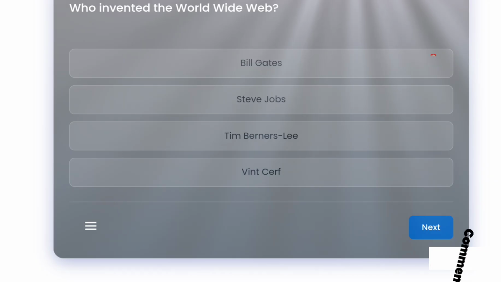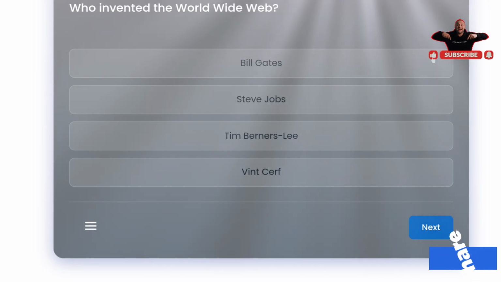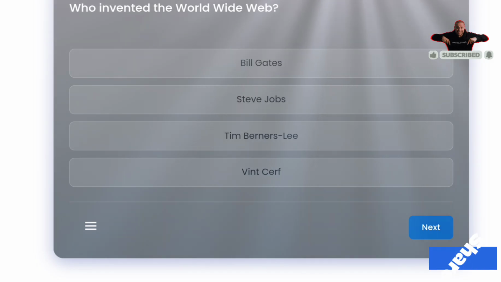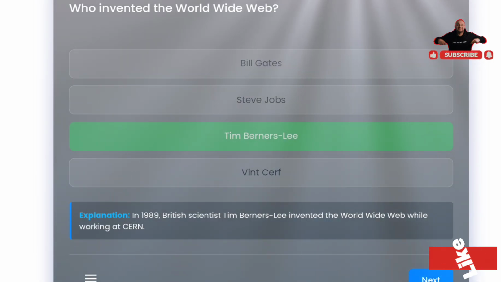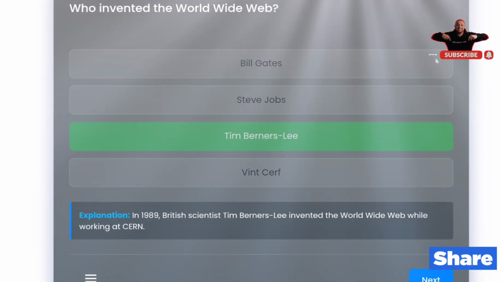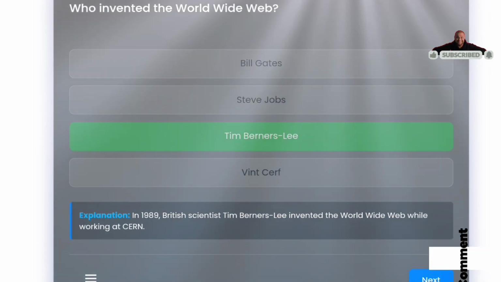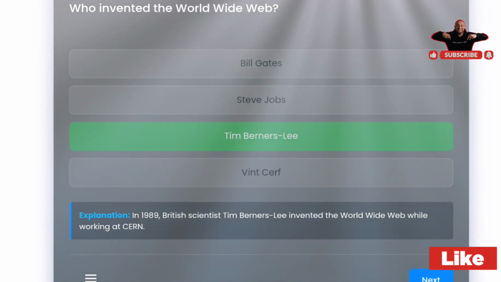Next question. Who invented the World Wide Web? Tim Berners-Lee. In 1989, the British scientist Tim Berners-Lee invented the World Wide Web while working at Sun.